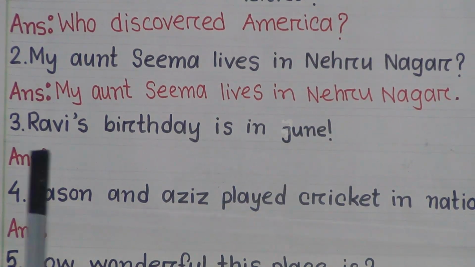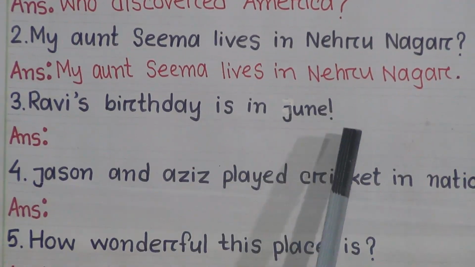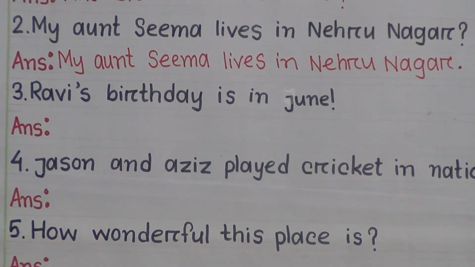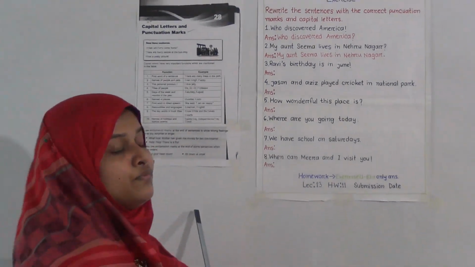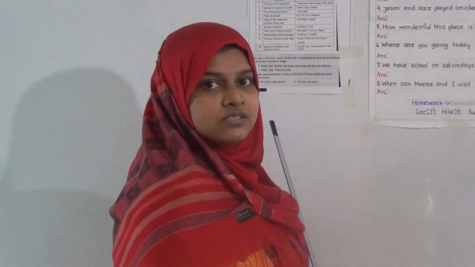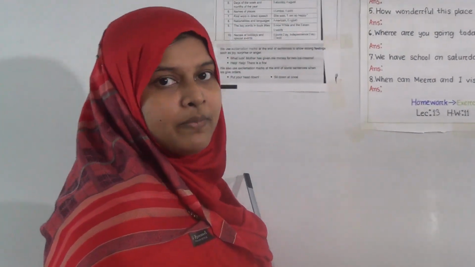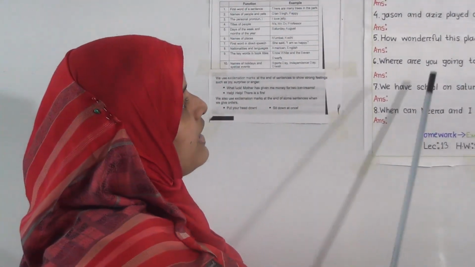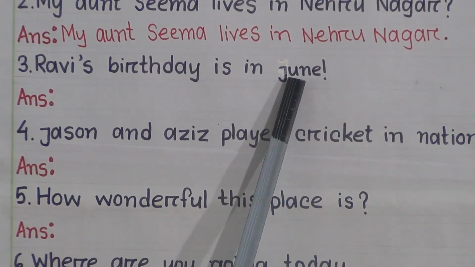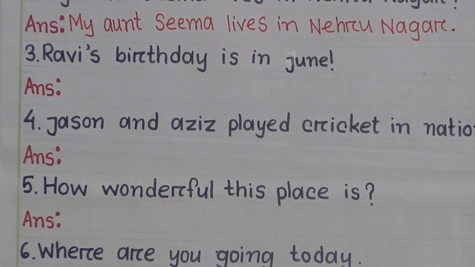Number 3, Ravi's birthday is in June. Here is a fault. Can you find out the fault? Look at this sentence carefully and find out the fault. We know the names of months or days will be in capital letter and we have to use proper punctuation marks. So we find the name June. It is the name of a month, and at the end of the sentence we can't use this sign.